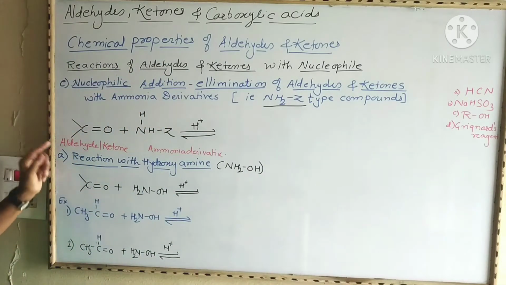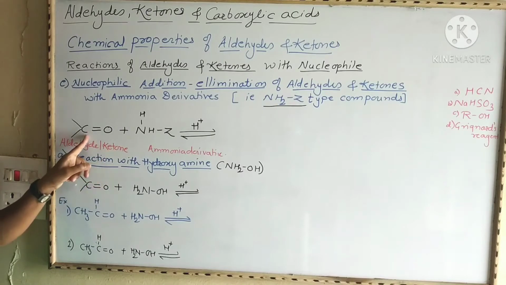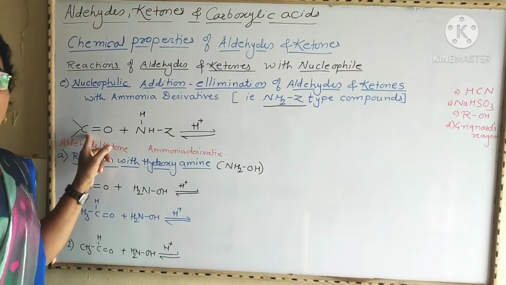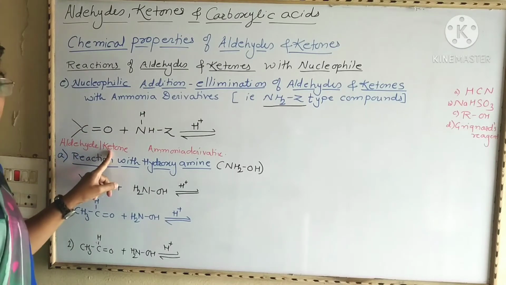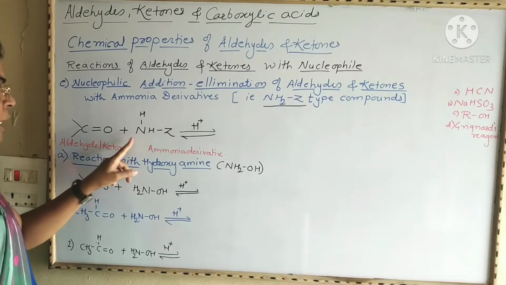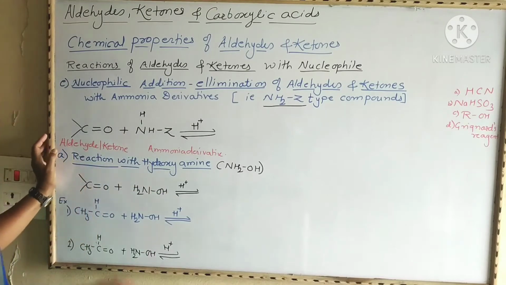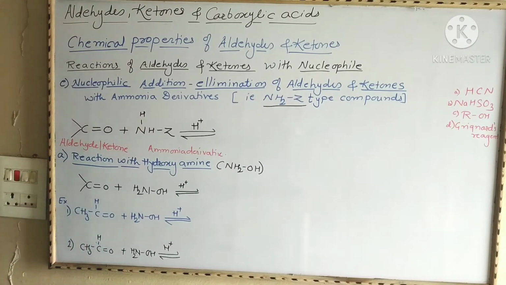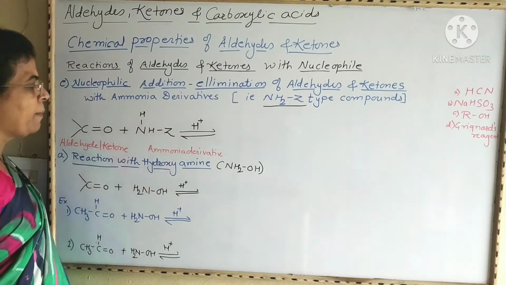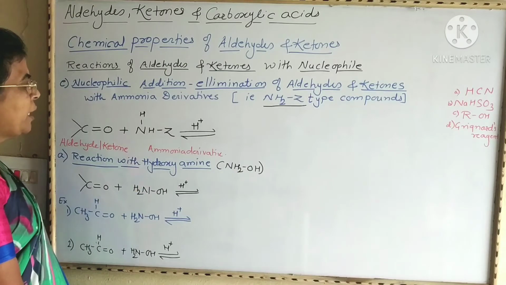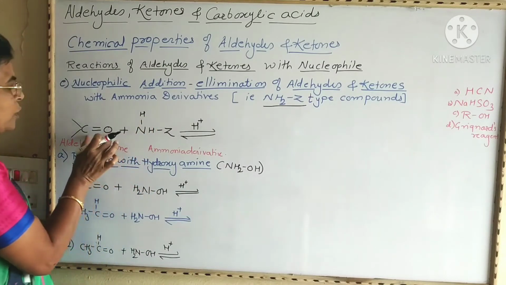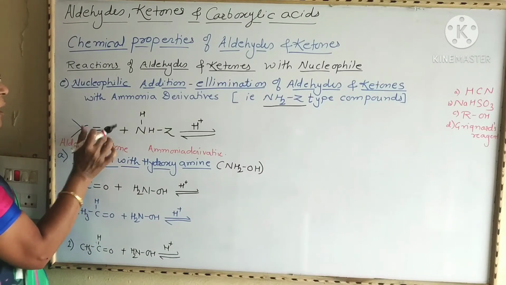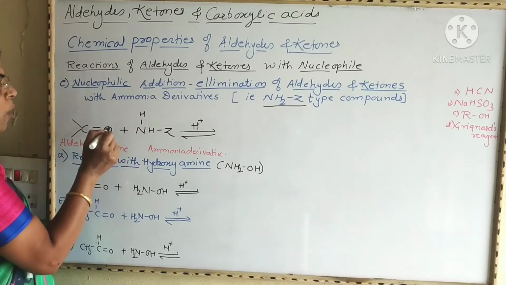Now aldehydes and ketones possess a carbonyl group. Therefore we write it like this, that is C double bond O. It is either an aldehyde or a ketone. When it is treated with an ammonia derivative, that is an NH2Z type compound, written like this, addition of this NH2Z and hydrogen takes place across this carbonyl group. Now here hydrogen gets attached to this oxygen atom.